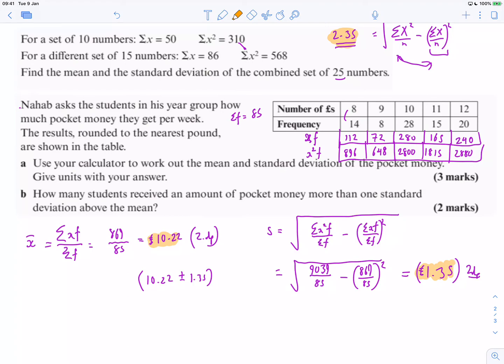I almost forgot. Part B, how many students received an amount of pocket money more than one standard deviation above the mean? Well, that's going to be 10.22 plus 1.35, so 11.57. So how many students received more than one standard deviation? Well, it's all the people that got 12 or more. So that answer is 20 students.